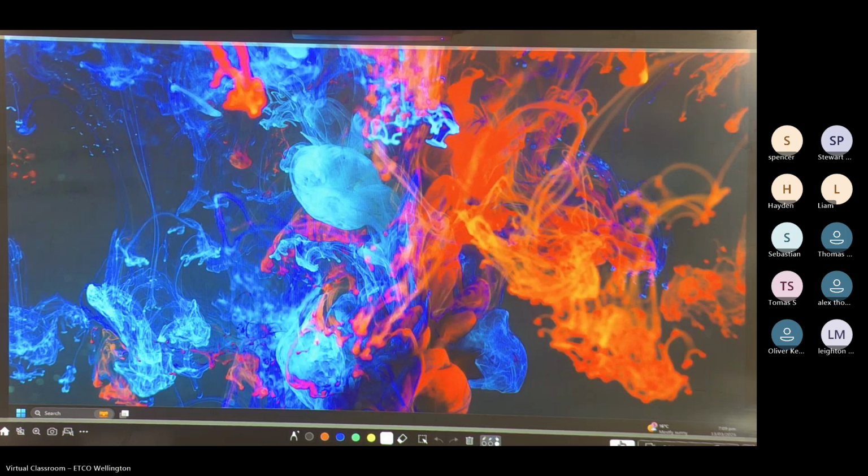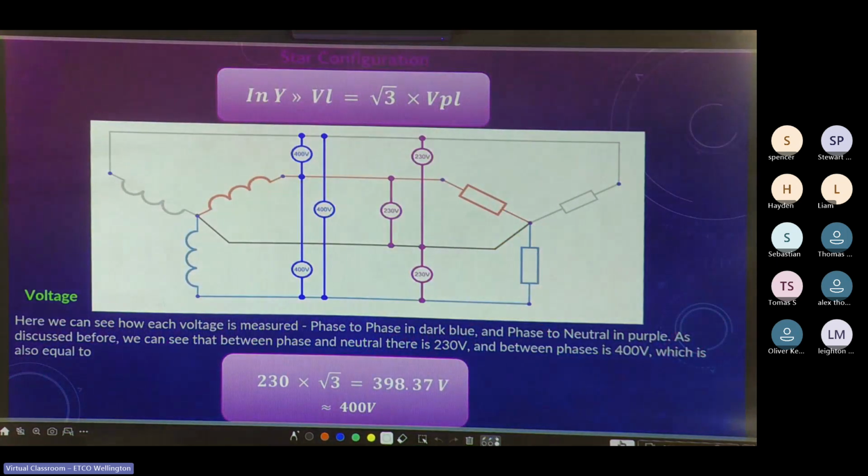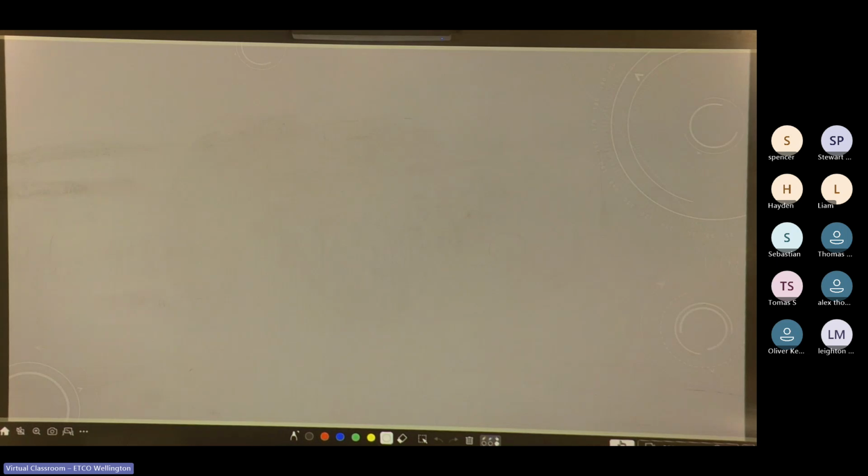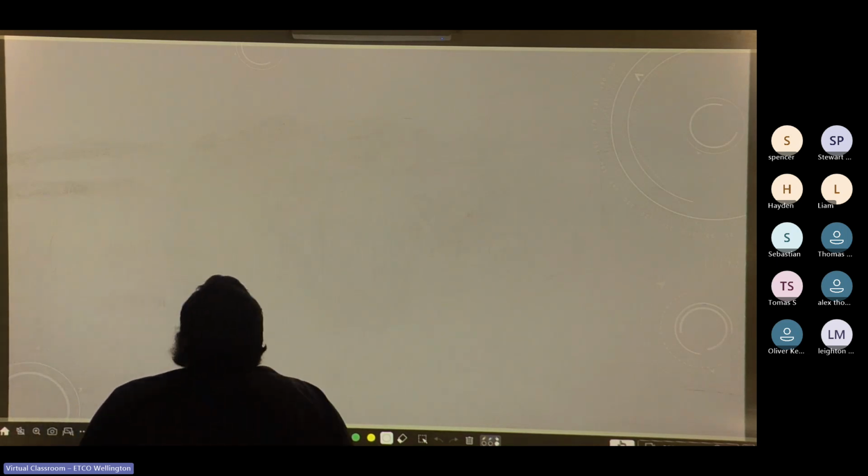Cool. Carry on. So then we looked at star delta, and we looked at three-phase. The first thing we looked at was the star configuration, where the voltage line is equal to the square root of 3 times voltage phase. So we could then figure out the voltages. I'm going to give you a bunch of different values, and then I want you to figure out the opposite.